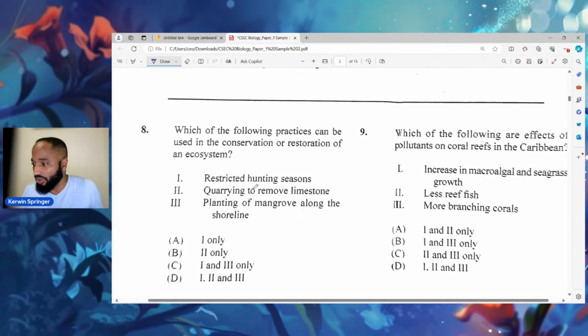Which of the following practices can be used in the conservation or restoration of an ecosystem? Strict hunting seasons, quarrying to remove limestone, planting of mangroves. So 1 and 3. We just had to go with a kind of common sense approach here.